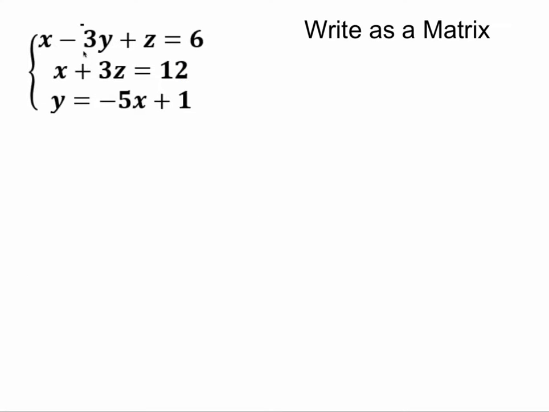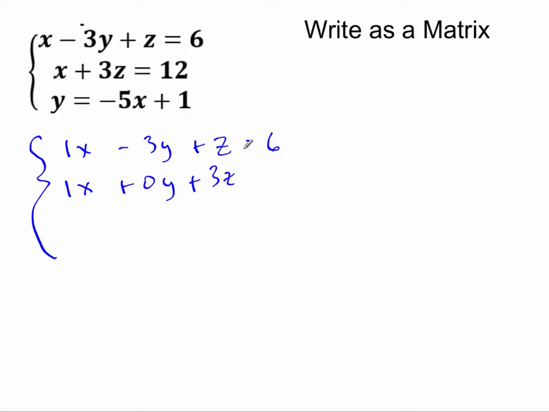What if I have 3 variables? Well, the first thing I need to do is get everything organized where I have x, y, and z. So I need to rewrite this system. So I have 1x minus 3y plus z, lost my pen there, 6. Now, here I have 1x, but I don't have any y's. So I would put plus 0y plus 3z is equal to 12.